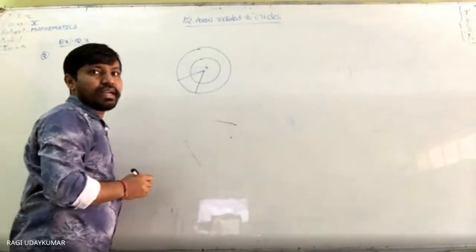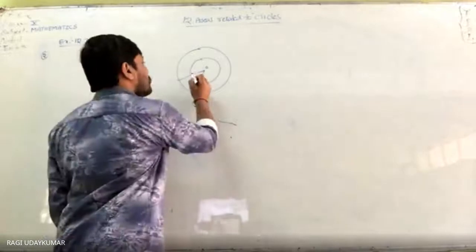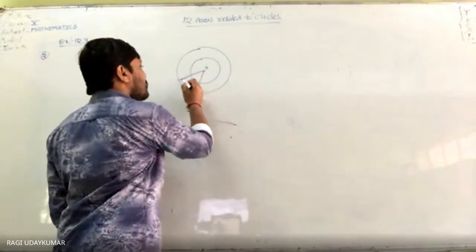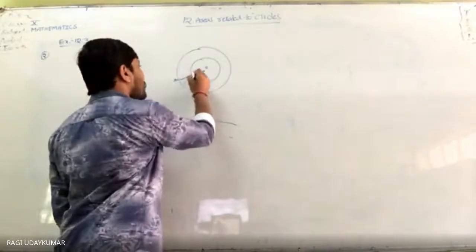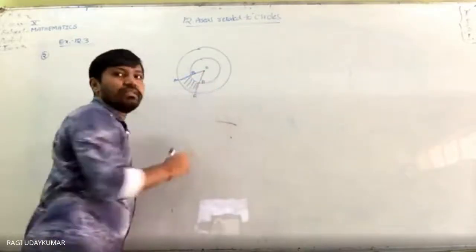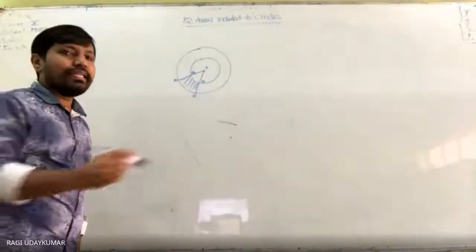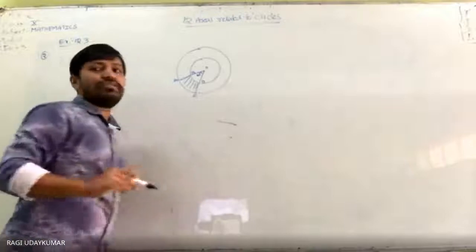Radius is given. Radius of the two concentric circles, one is 7 centimeters, another one is 14 centimeters. And this part is shaded. Here it is given A, B, C, D. And angle is given to you here, 40 degrees.